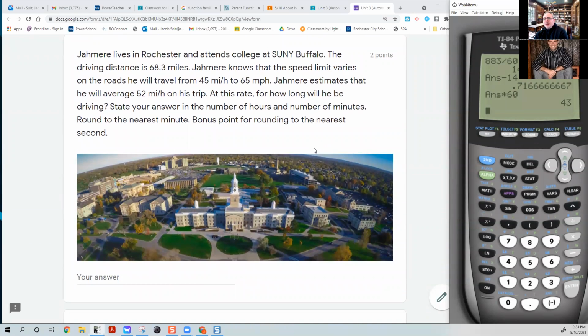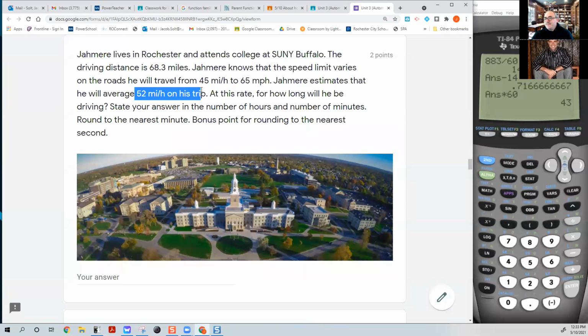Similar situation. Jameer lives in Rochester and he attends college at SUNY Buffalo. This little image here is the picture of the SUNY Buffalo campus. Looks pretty cool. The driving distance is 68.3 miles. Jameer knows that the speed limit varies on the roads he takes. He'll travel between 45 miles an hour and 65 miles an hour. Jameer estimates that he'll have an average speed of about 52 miles an hour on this trip. 52 miles an hour average speed.